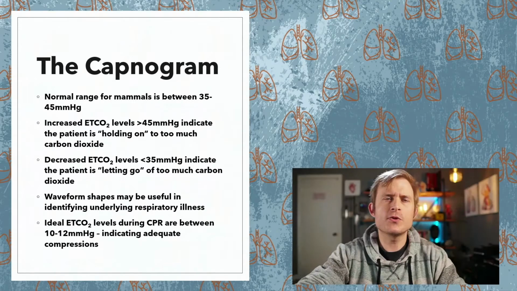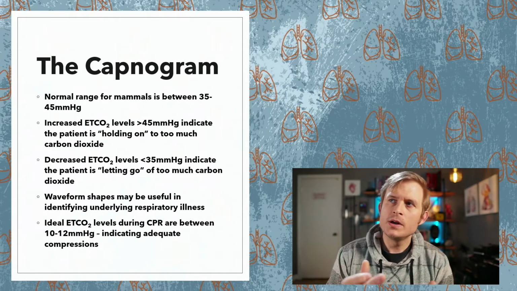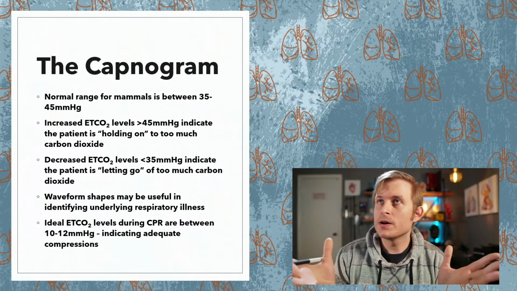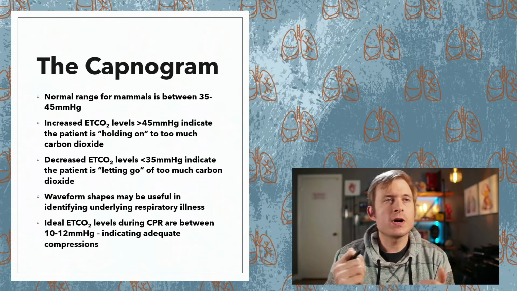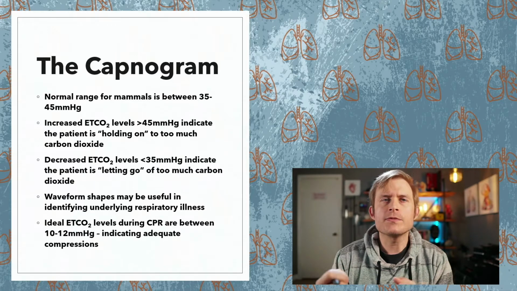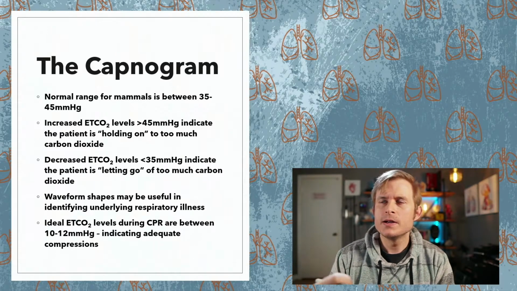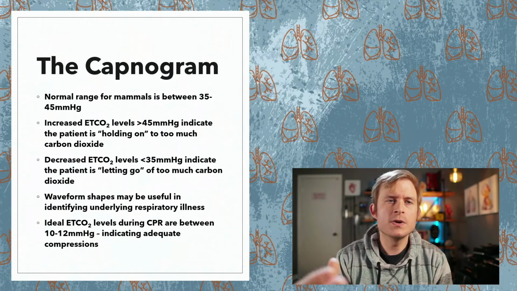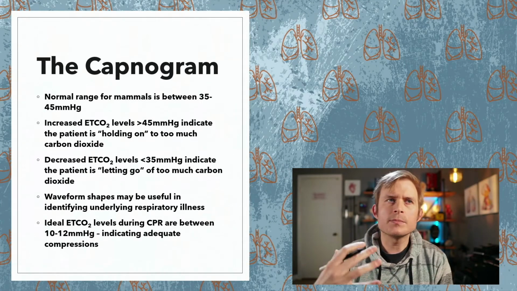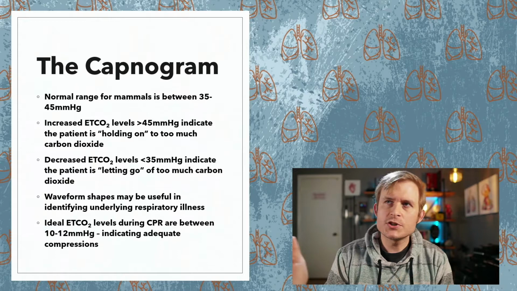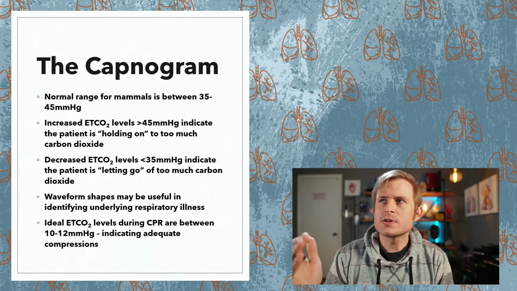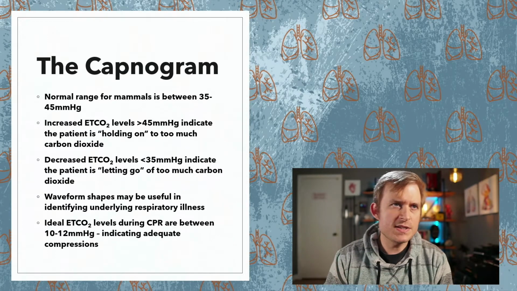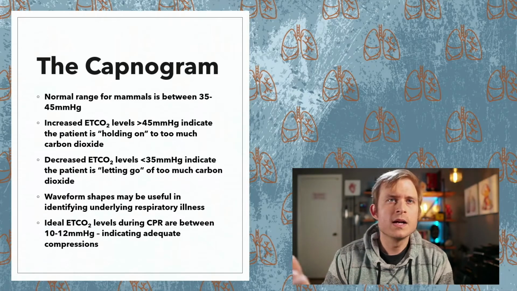Now, some of our normal values here. If you are a mammal who lives on Earth and breathes Earth air, the normal range for us is going to be between 35 and 45 millimeters of mercury. So this is the partial pressure of exhaled or expired CO2 that is normal for a mammalian metabolic process. This does not change based on age, based on size, based on species, as long as you're mammalian.